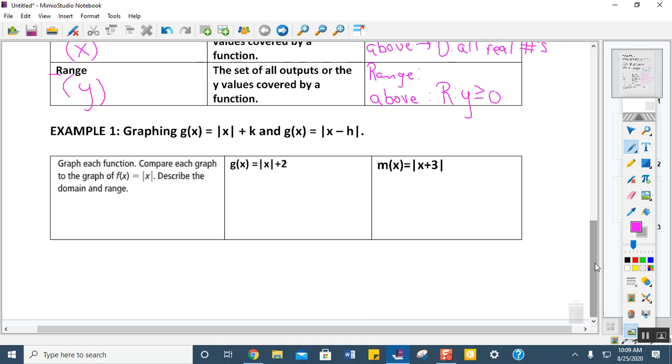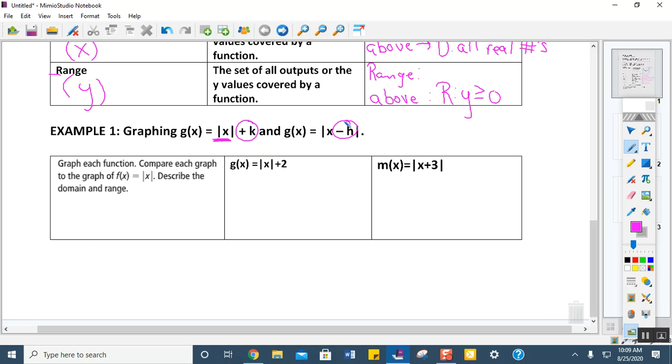All right, so let's take what we kind of know already and apply it to example 1 here. Example 1 says, what happens when you graph g of x equals the absolute value of x plus k and g of x equals the absolute value of x minus h? If you notice to this parent function right here, we're doing something on the outside of it. We're adding some constant k. And then for this function g of x here, we're going to subtract within the graph right here.